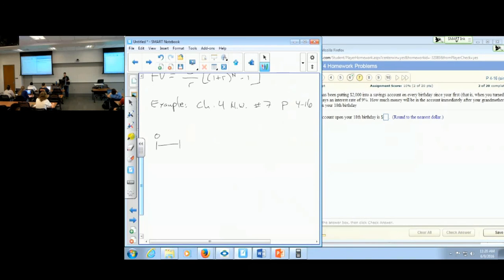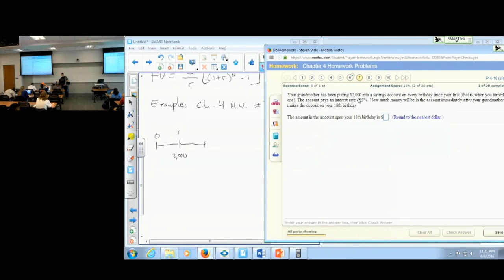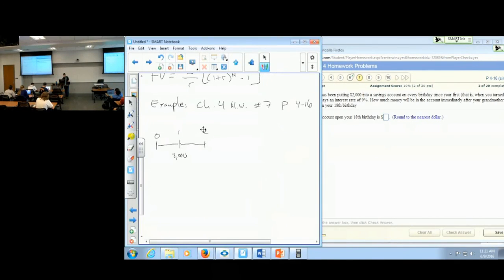When we were born, she paid nothing. The first year of our life, right, on our first birthday, the end of our first year of life, she deposited $2,000 in the savings account, right? It says on every birthday since your first, that is when you turn 1. And the account pays 9% interest. How much money will be in the account immediately after the grandmother makes a deposit on your 18th birthday? All right, so second birthday, she dropped another $2,000 in there.